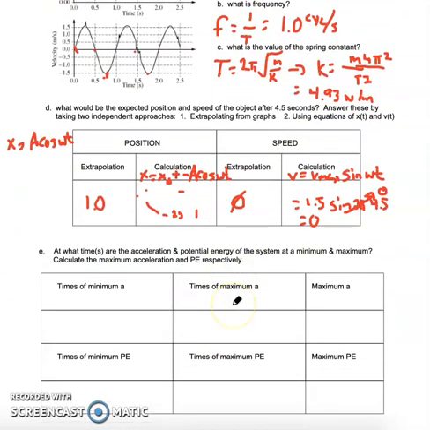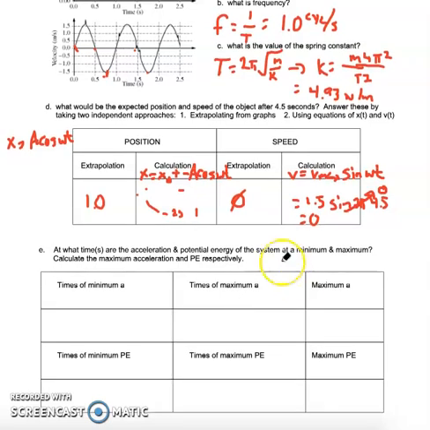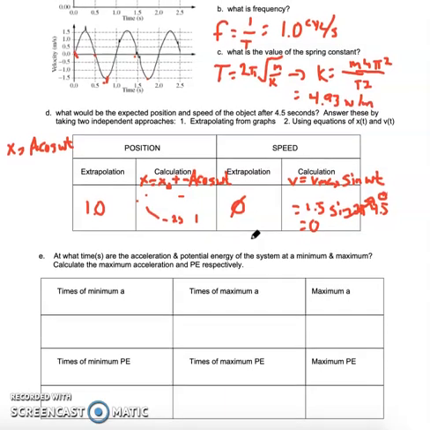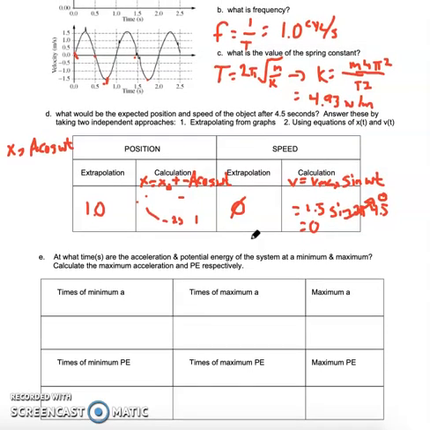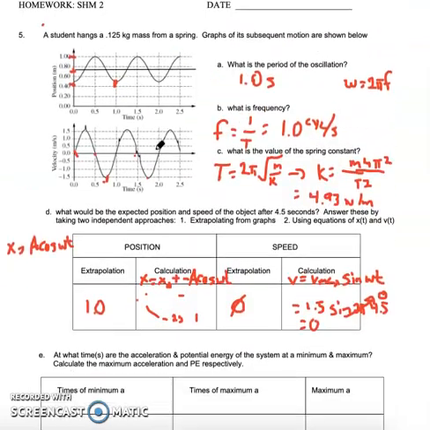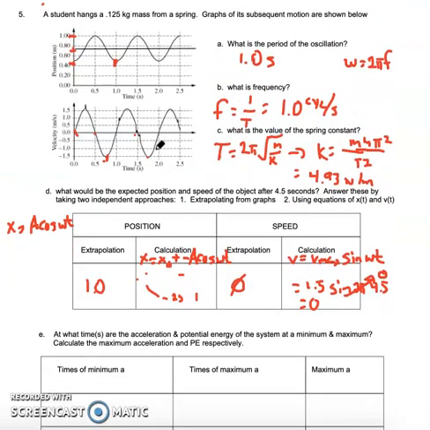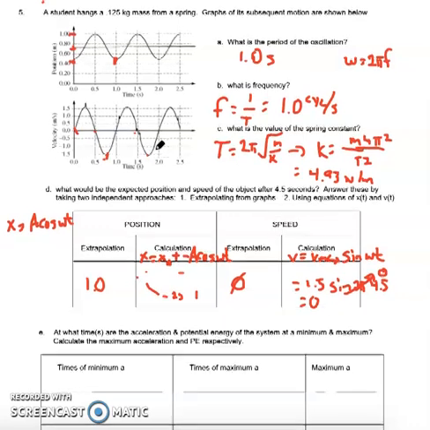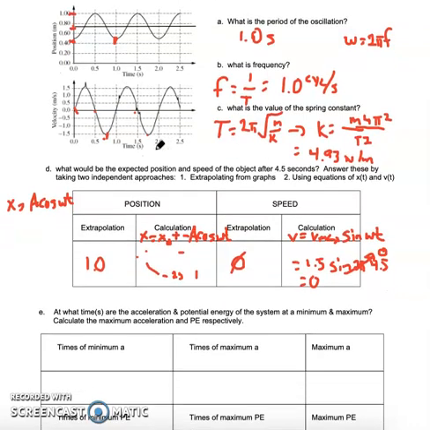All right, part E. At what time are there acceleration and potential energy at a minimum and a maximum, and then calculate those respectively? Okay, that's a really good problem because neither of the graphs have acceleration or potential energy in it, but we can infer that based on how acceleration and potential relate to each one. So let's tackle acceleration. So which one of these graphs is going to help us with that? Well, it's not going to be position. Position is associated with potential energy, right? The more it's stretched, the more potential energy it has.